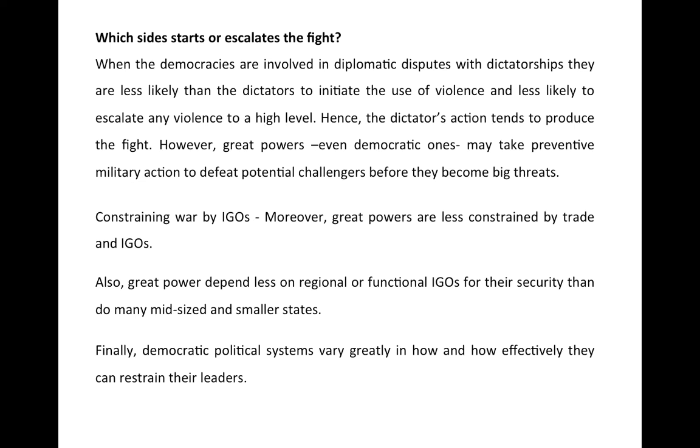Constraining war by international organizations. Great powers are less constrained by trade and IGOs. Mutual trade in a dyad constrains the political system of the bigger state less than that of the smaller one, since the trade represents a low percentage of its GDP. Also, great powers depend less on regional or functional IGOs for their security than do many mid-sized and smaller states. Finally, democratic political systems vary greatly in how and how effectively they can restrain their leaders.